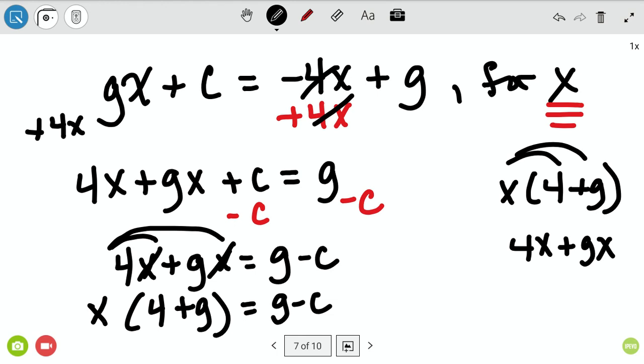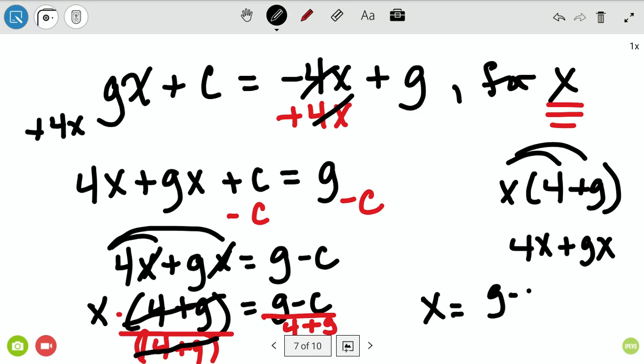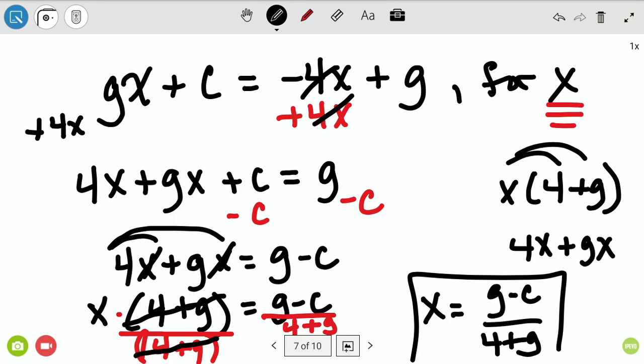Now I'm solving for X, and I wanted X by itself. And now attached to my X is this whole little 4 plus G. So I'm going to divide off this whole 4 plus G. And I'm going to divide it from this side too. Running out of room here. And when I do that, my 4 plus G over 4 plus G reduces to 1. I have X by itself. And on this side, G minus C over 4 plus G, and that's your answer.